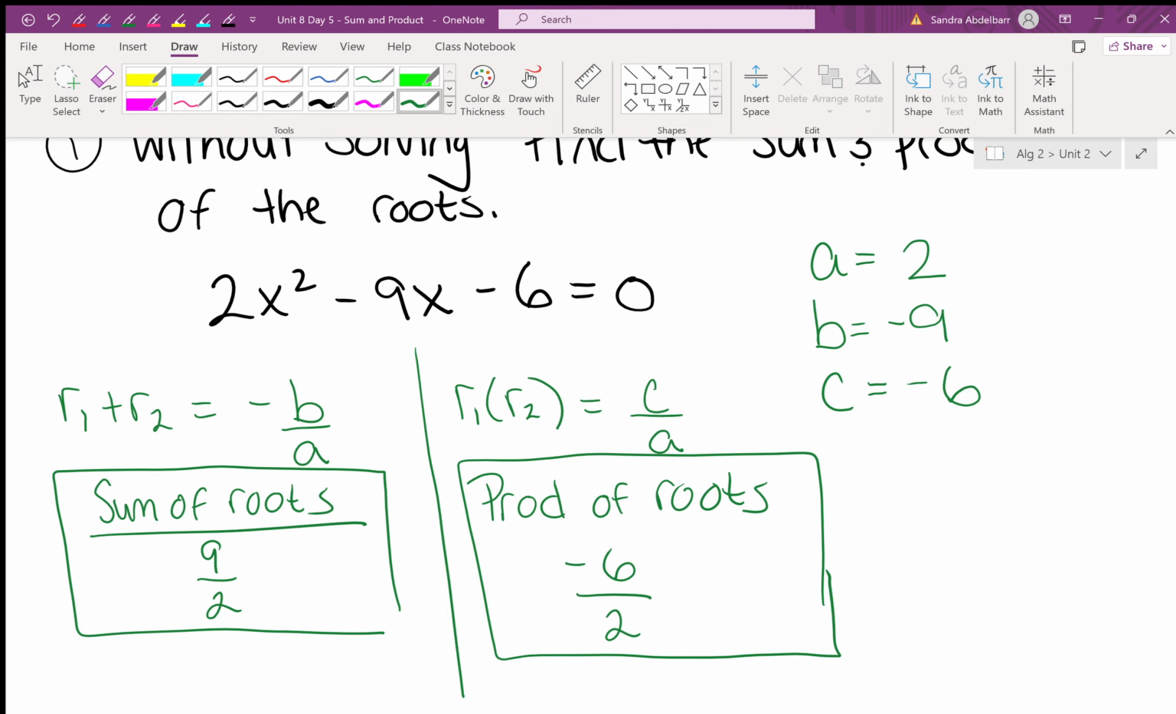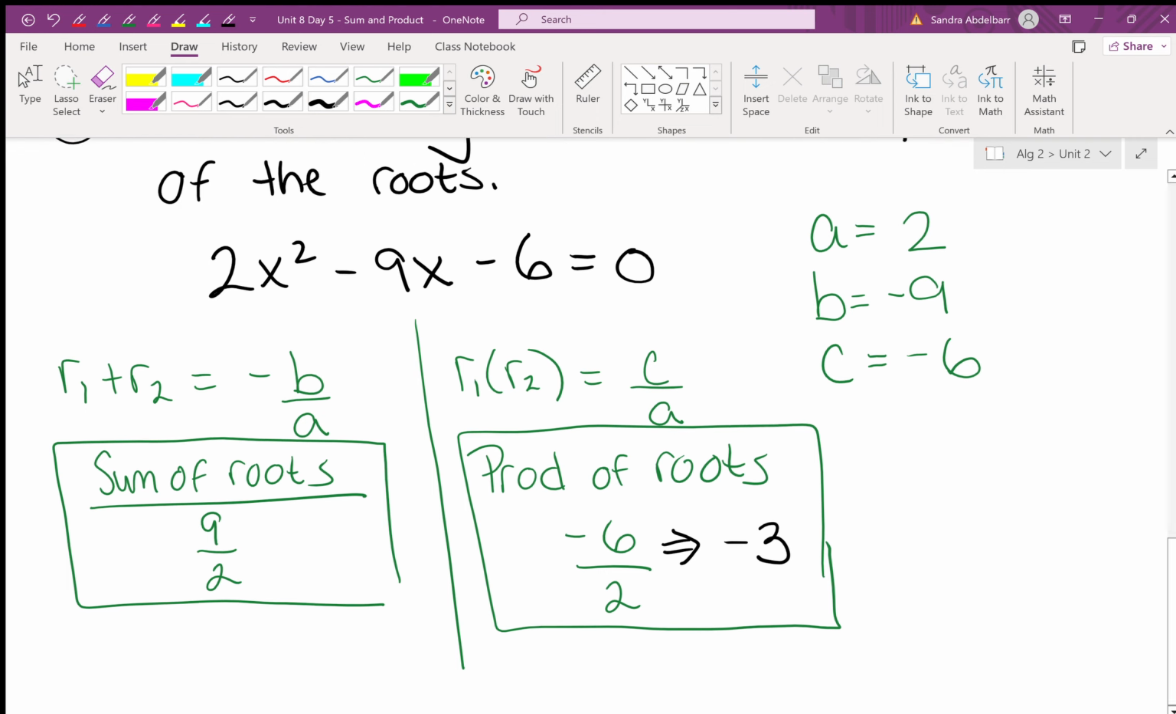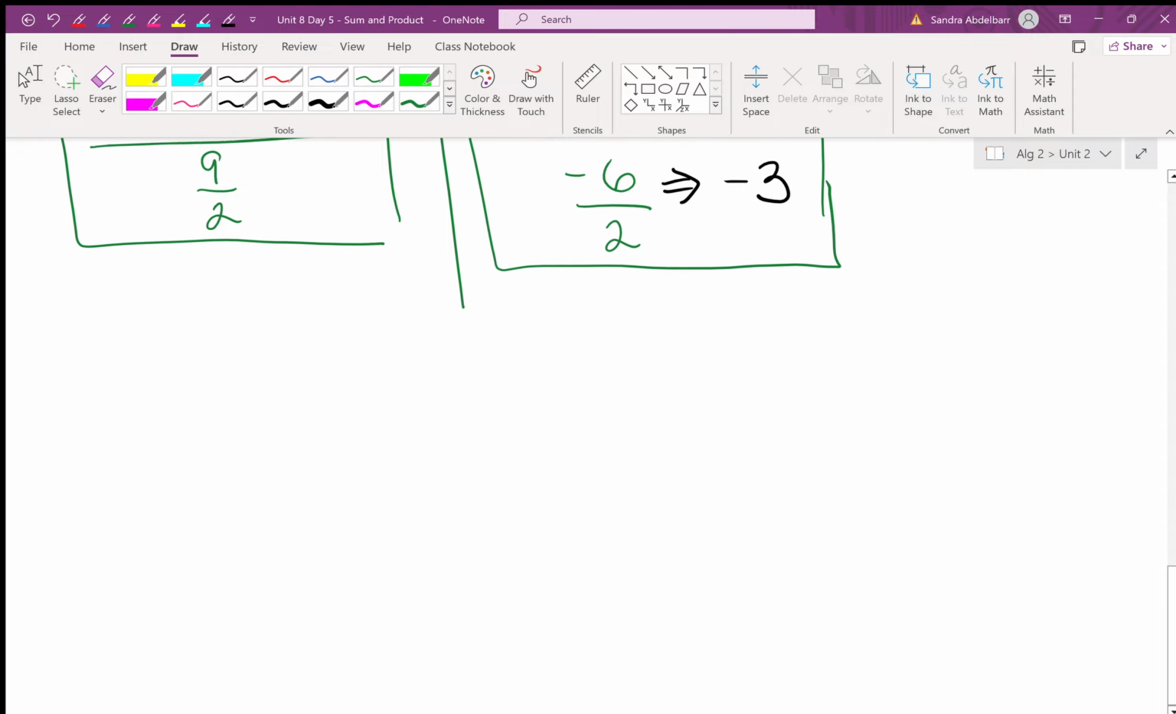Oh, sorry, you're right. We should simplify this. Negative 6 over 2 simplifies down to negative 3. Thank you. Okay, do you think it's always going to stay this simple? No, of course not.